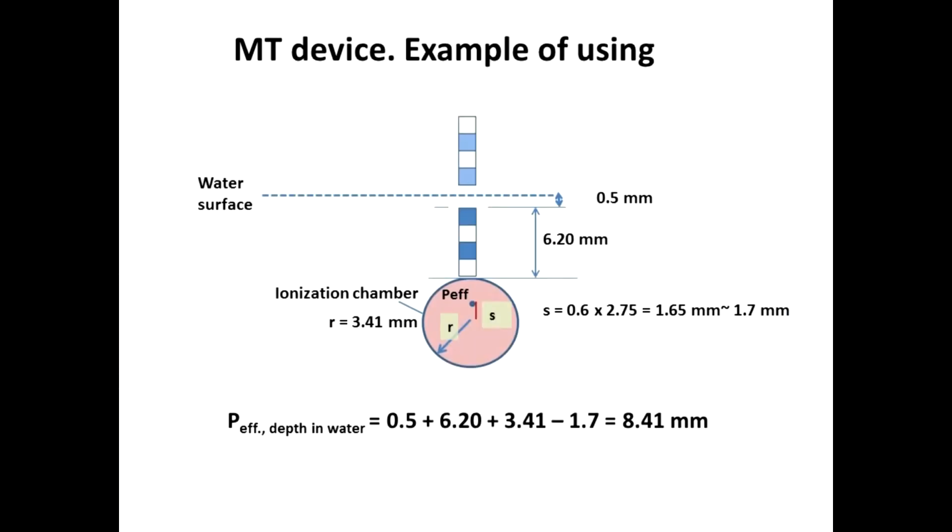Here is the presented MT device calibration certificate for our PTV semi-flex chamber when the length of the measuring tip is 6.2 mm. As you see, you should take into account the radius of the chamber, 3.41 mm, and the shift of the effective point, 1.7 mm. So, when the MT device is placed in calibration position, the effective point of this ionization chamber is located at 8.41 mm depth in water.